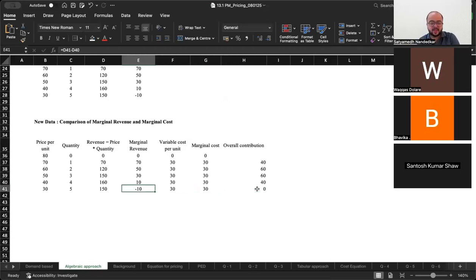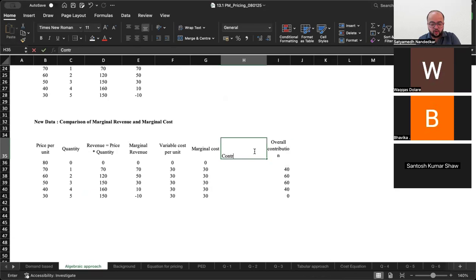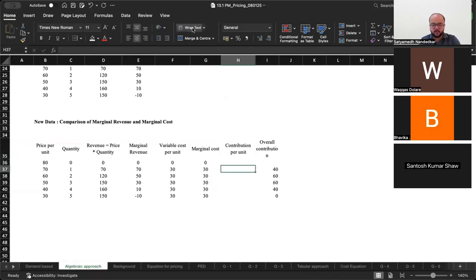Why? Because your selling price is declining. If your selling price were constant, contribution would also be constant. But here, your contribution per unit is also changing. If I write contribution per unit instead of overall contribution, you will realize that this doesn't remain constant. Why does it not remain constant? Because this is 70 price per unit minus variable cost 30 per unit. It is falling.